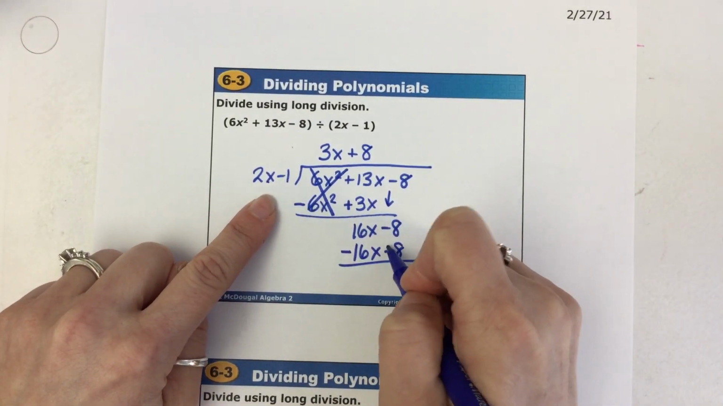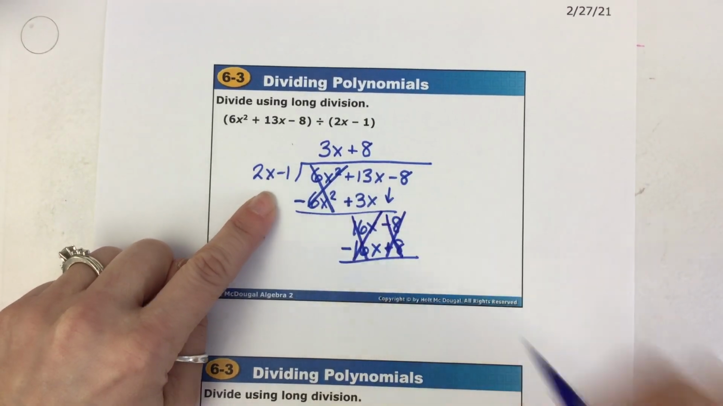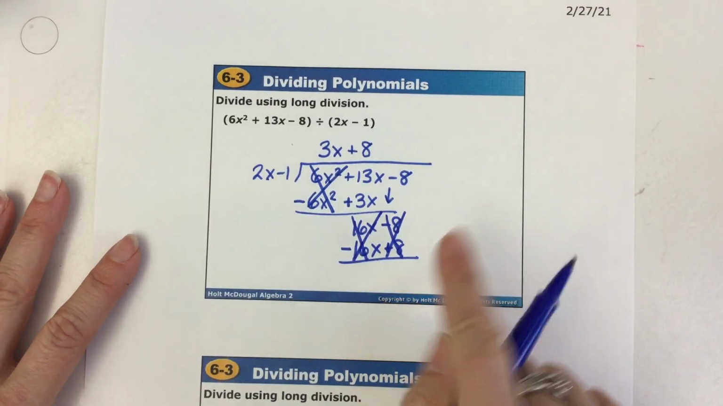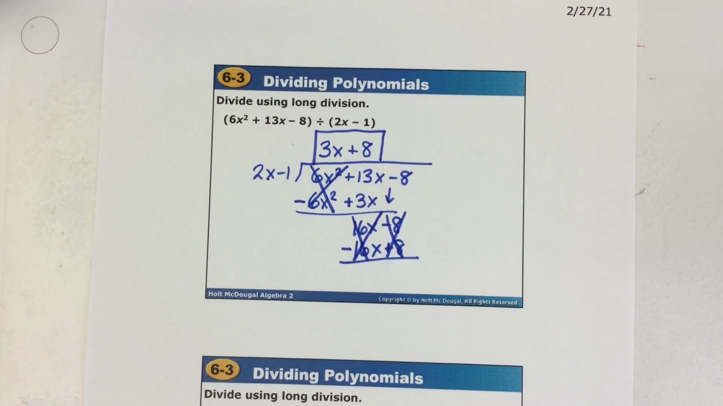This turns to a negative, this turns to a positive. Notice this time when I add them together, they both cancel. There's nothing left, so this problem has no remainder. Your quotient is just 3x plus 8.